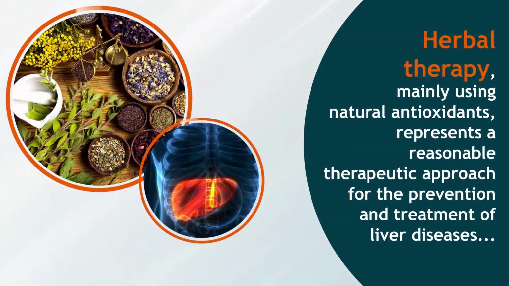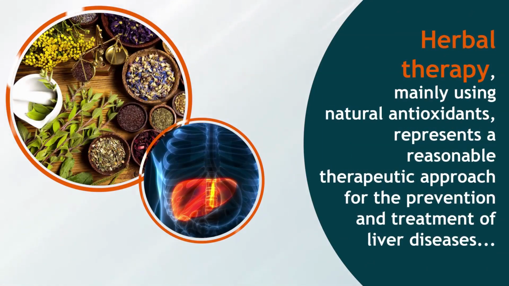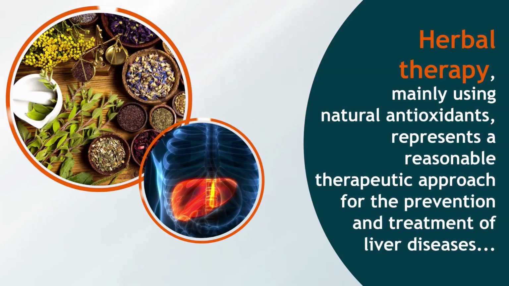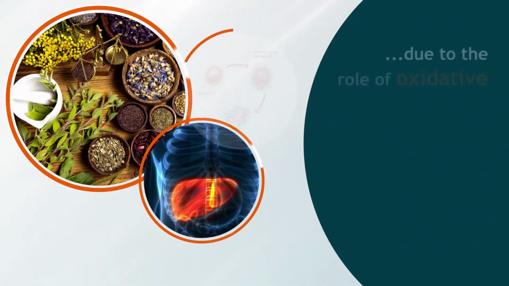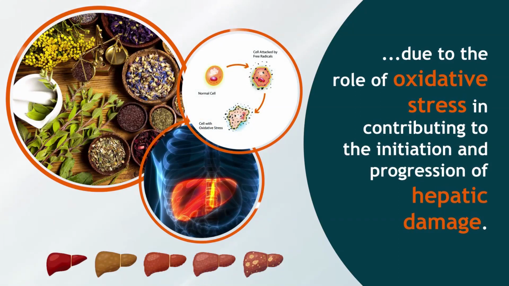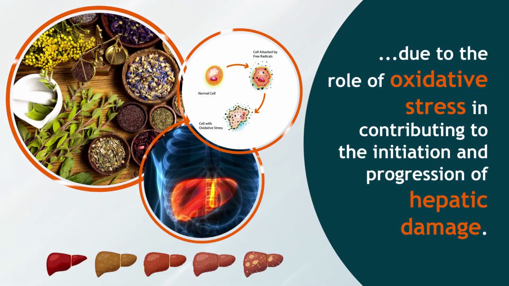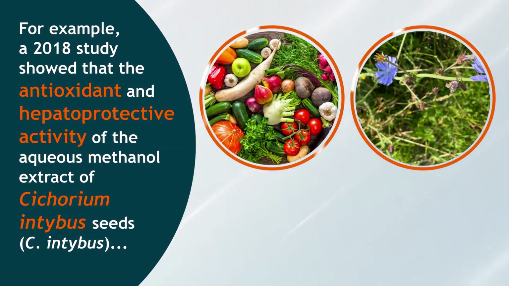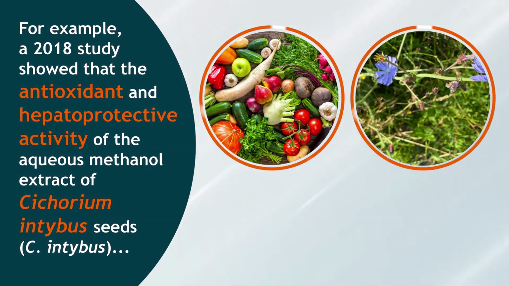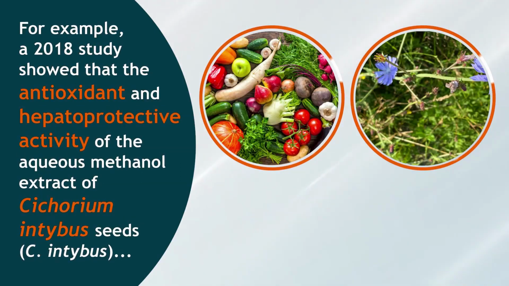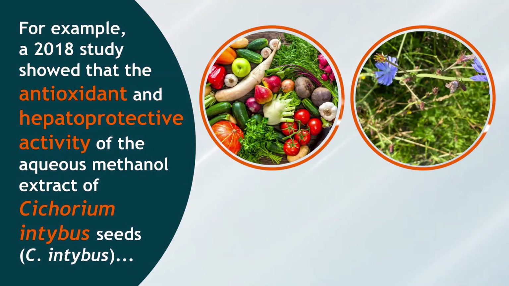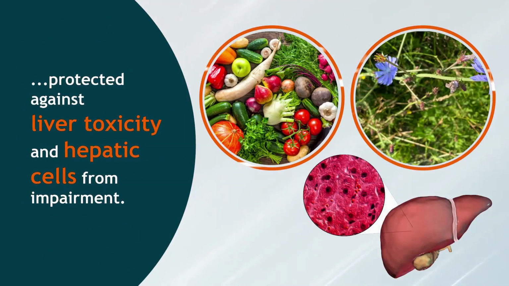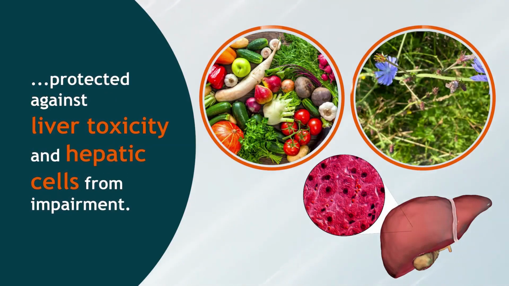Herbal therapy. Herbal therapy, mainly using natural antioxidants, represents a reasonable therapeutic approach for the prevention and treatment of liver diseases due to the role of oxidative stress in contributing to the initiation and progression of hepatic damage. For example, a 2018 study showed that the antioxidant and hepatoprotective activity of the aqueous methanol extract of Cichorium intybus seeds, C. intybus, protected against liver toxicity and hepatic cells from impairment.